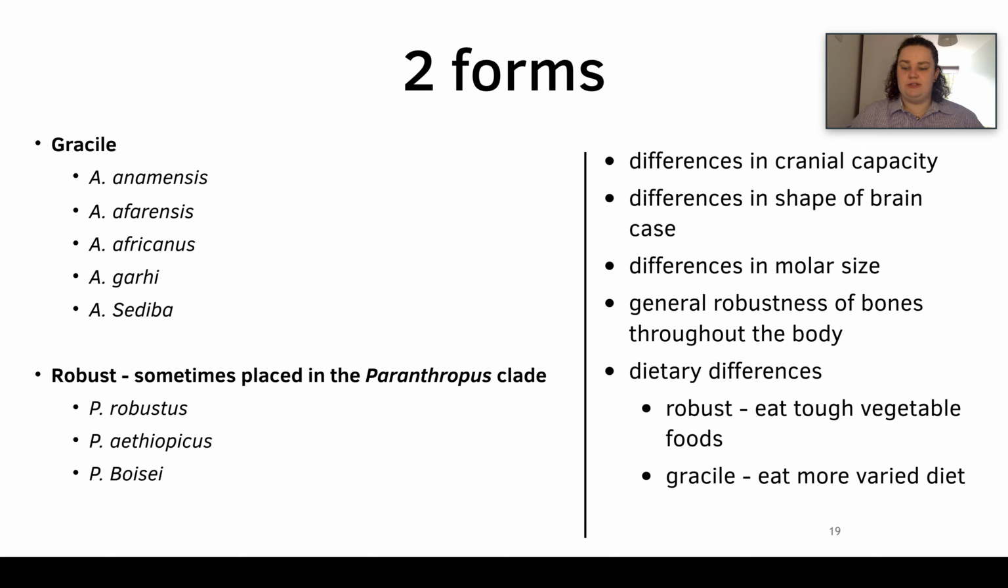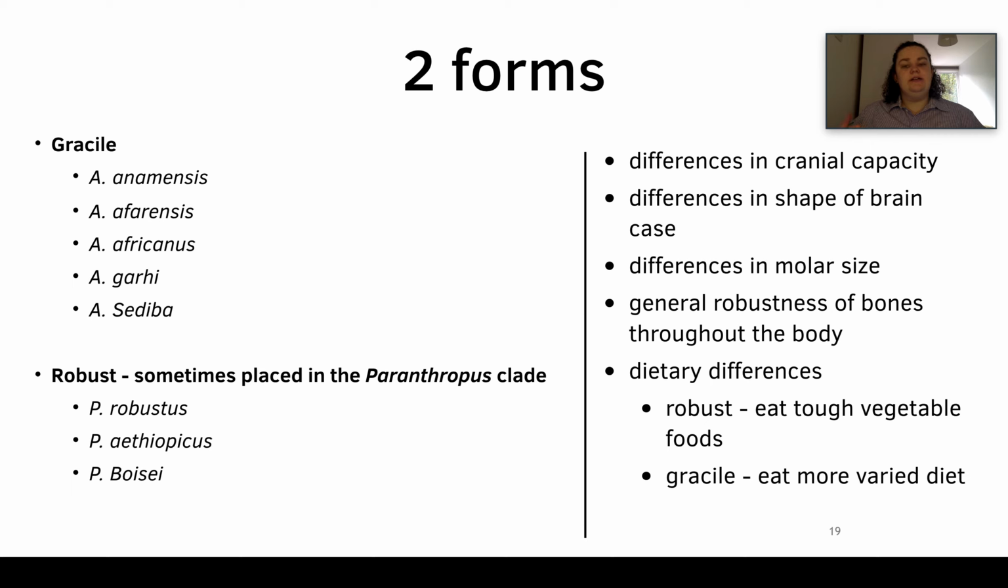I just want to apologise for that. And then we also have the robust, which are usually classified as Paranthropus, which include Paranthropus robustus, aethiopicus, and boisei, which again should also have a lowercase b. I don't know why I've let that happen.